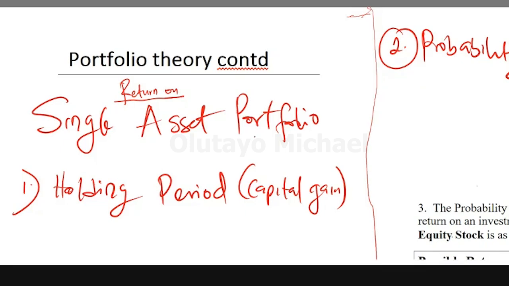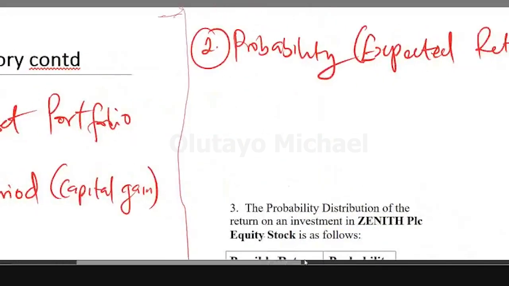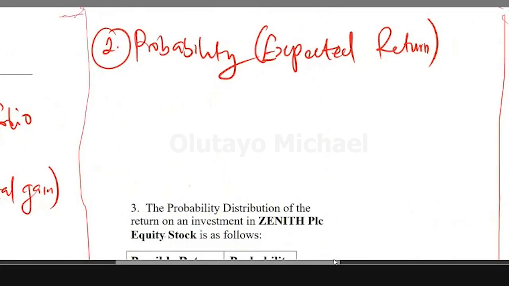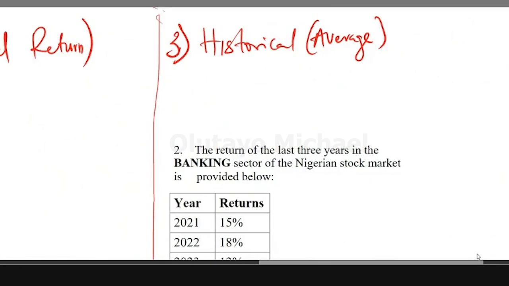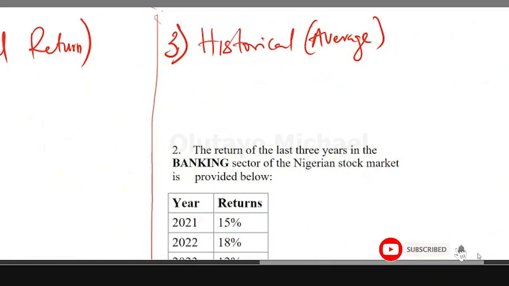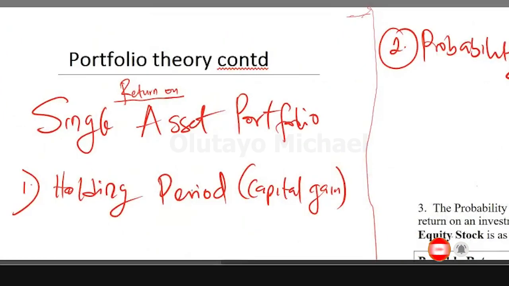Technique number one is holding period, which is capital gain plus dividend yield. Technique number two, we use probability method, which talks about expected return. And number three is historical method, where we look at average. All right. So we start.